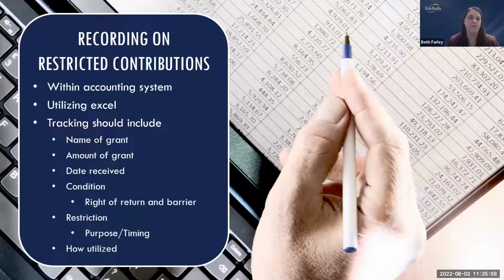Tracking should always include the name of the grant, the amount, the date received, conditions, what that is, a right of return and a barrier, and then your restriction, your purpose and timing, and how it was utilized, what expenses were incurred to reduce and show that release. And make sure that you're doing this as you go throughout the year. Don't try to gather this at the end of the year, because that can make it very difficult to figure out what your year-end balances should be.